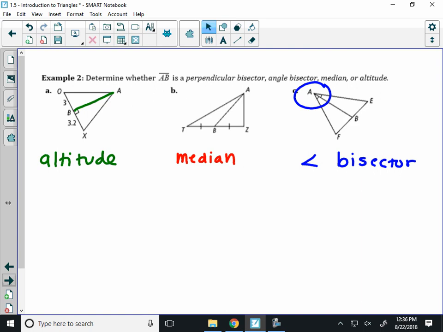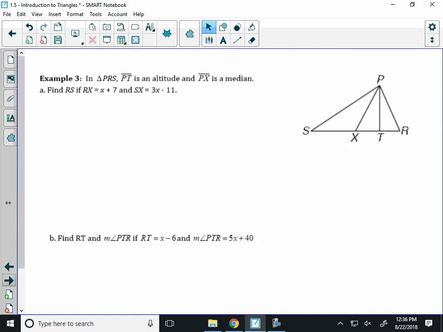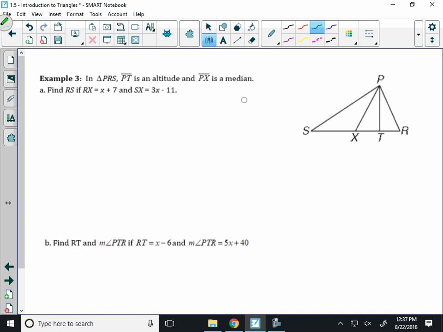So now we're going to apply this vocab into solving problems similar to what we did yesterday. Okay? It says, in triangle PRS, PT is an altitude, and PX is a median. So, I like to label. I'm given vocab words. I like to say, what do I know about those vocab words? It told me that PT is an altitude. I'm going to highlight PT. What do I know about altitudes? What do they make? Right angles.